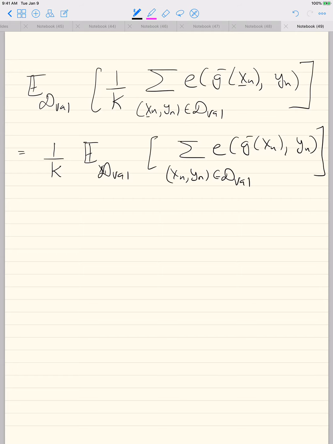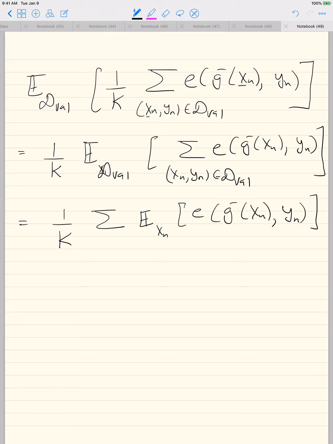Now this is the expectation over the entire set D val. Once I bring the expectation inside, G minus is a fixed hypothesis. So the only term that is random is x and y. So when I bring the expectation inside, I just have to take the expectation over xn and yn, or just xn, because yn is a function of xn.